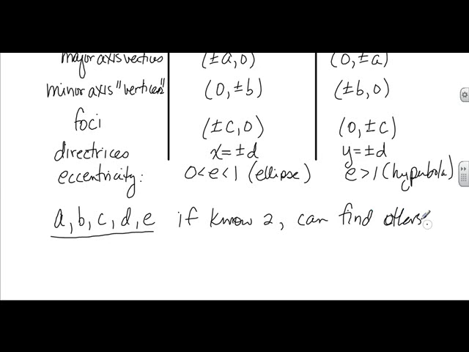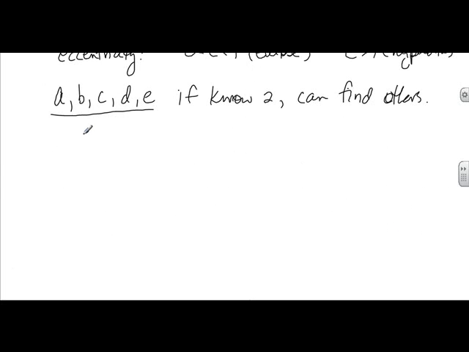For all of the conic sections, c is equal to a times e. You multiply the value a times the eccentricity, and you've got the value c. And d is equal to a divided by e. So you do the division, and that gives you the value d, which is going to tell you the location of your directrices. Then, of course, b squared is equal to a squared minus c squared for an ellipse, and b squared is equal to c squared minus a squared for a hyperbola.